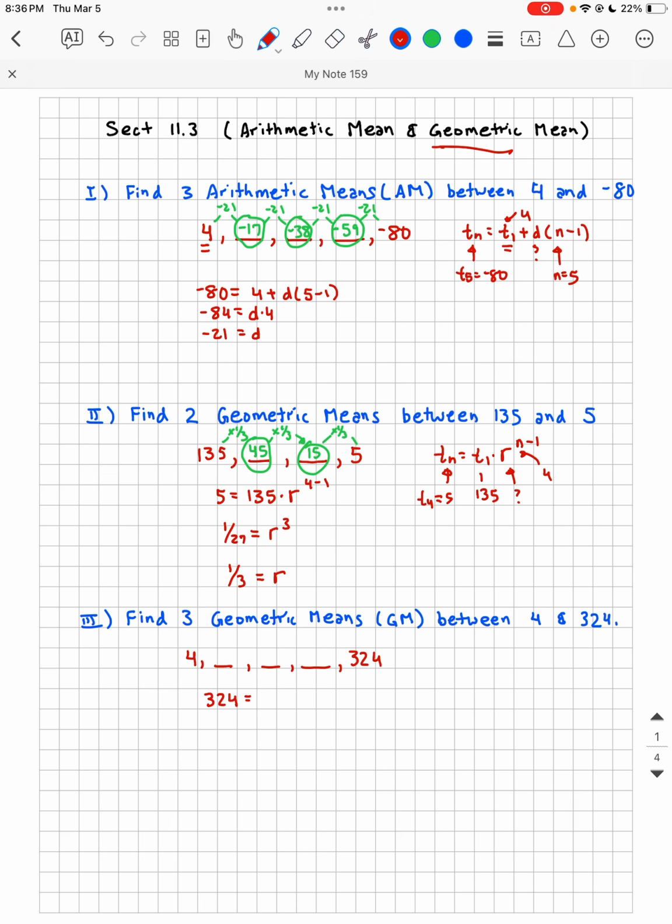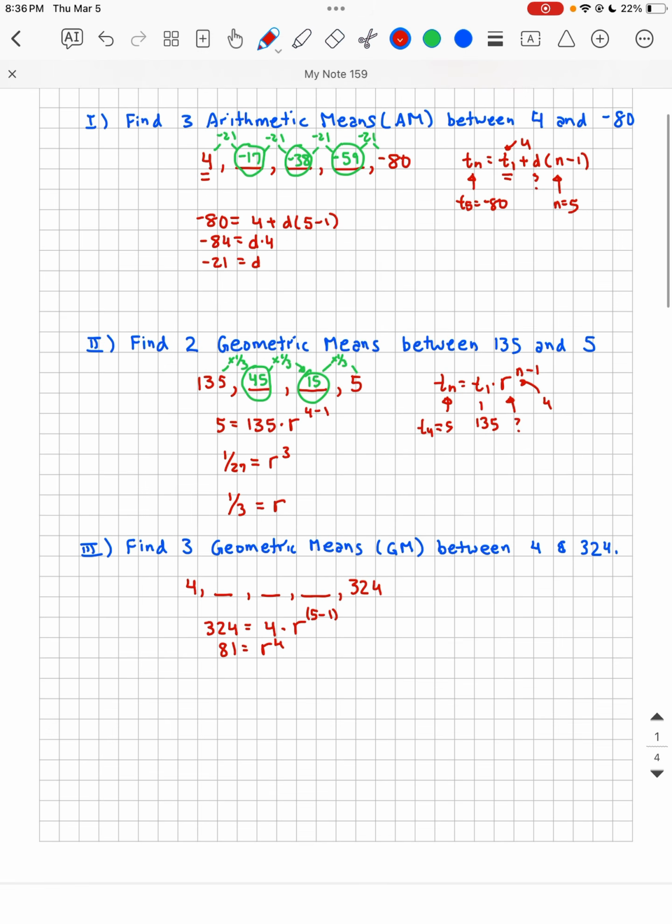324, which is supposed to be the fifth term in this case, is equal to the first term, so 4, multiplied by r to the power of 5 minus 1, because there are a total of 5 terms. Now watch what happens here that's making this unique. First we divide by 4, which is going to give us 81, is equal to r raised to the 4th power. And yeah, you're probably not thinking much of it because, oh okay, if I directly take the 4th root, then that means that r is equal to 3, and then we pretty much call it a day.